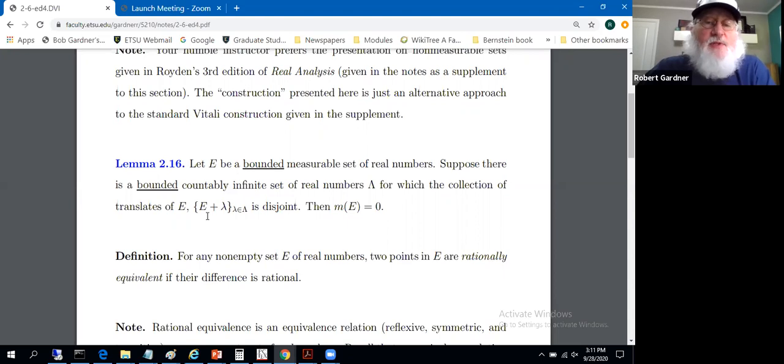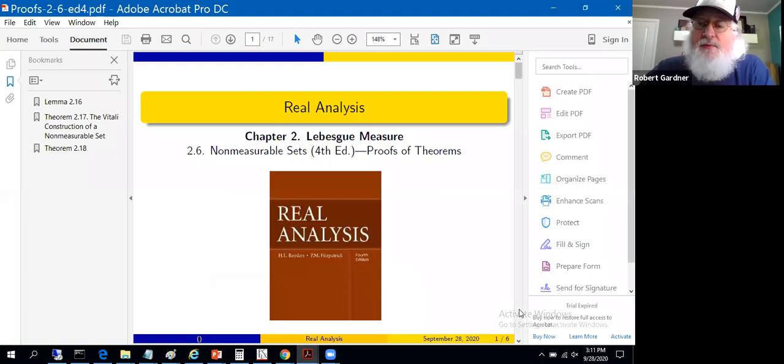And then we have the supposition that E plus lambda, as lambda ranges over that countably many but infinite collection of real numbers forming a bounded set, creates a disjoint collection, then the measure of E is 0. Okay, so let's look at a proof of that.